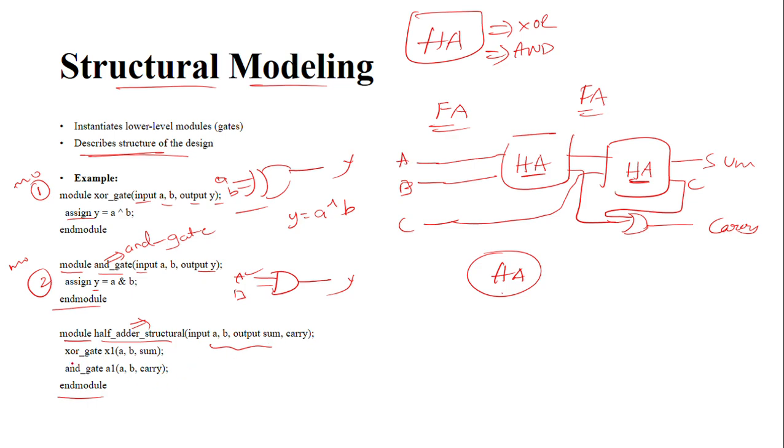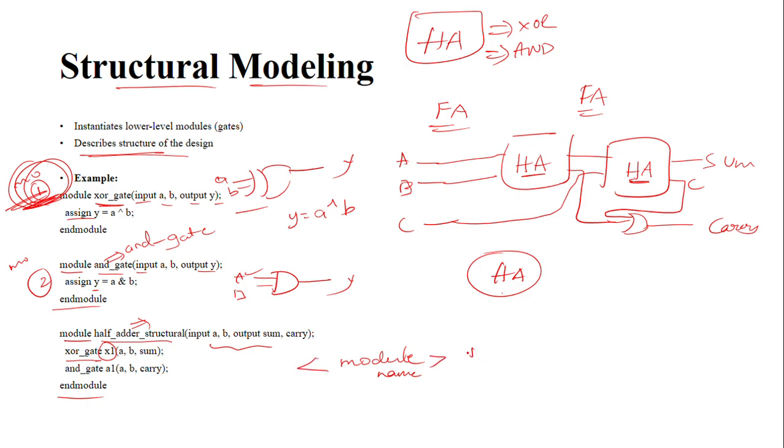So XOR gate. What is this XOR gate? This is the module name of the XOR gate. So first the module name. Whatever module 1 is here, that module name we have to write here. Then there is an instance name. So how do we write it? First we have to write the module name.